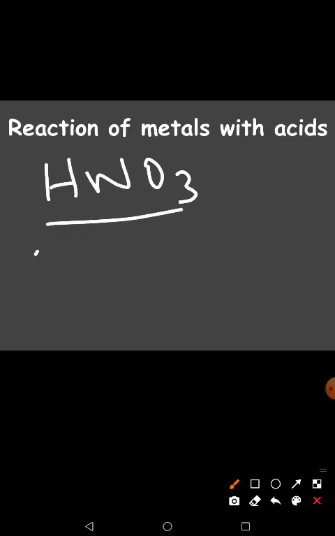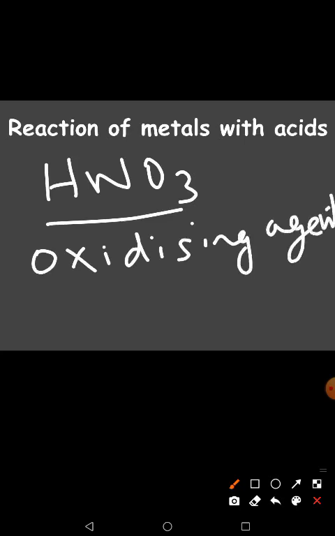And what is an oxidizing agent? What do you mean by oxidizing agent? This we have done already. The substance which gives oxygen or removes hydrogen from another substance is what is called as an oxidizing agent. So, this nitric acid is an oxidizing agent. It contains an oxygen molecule.